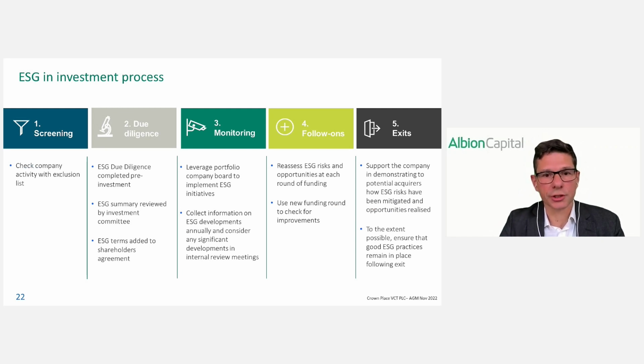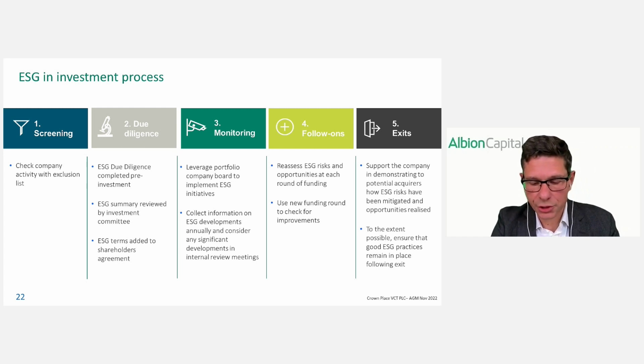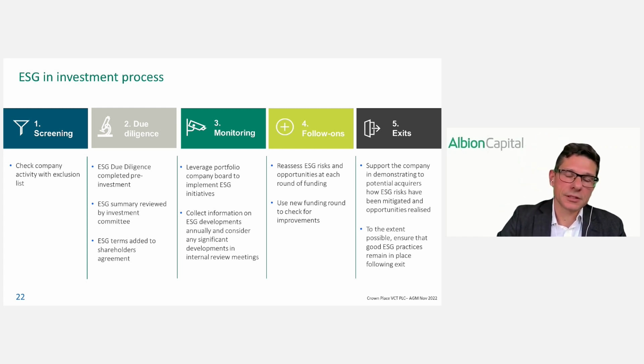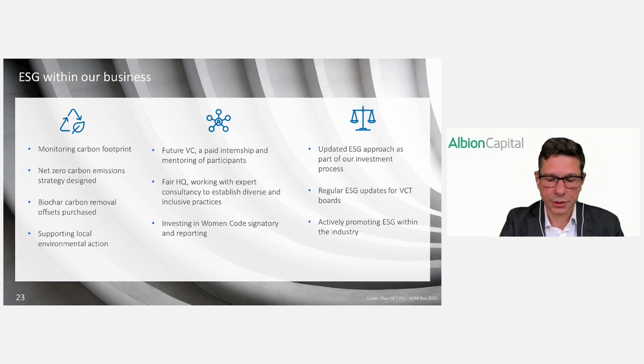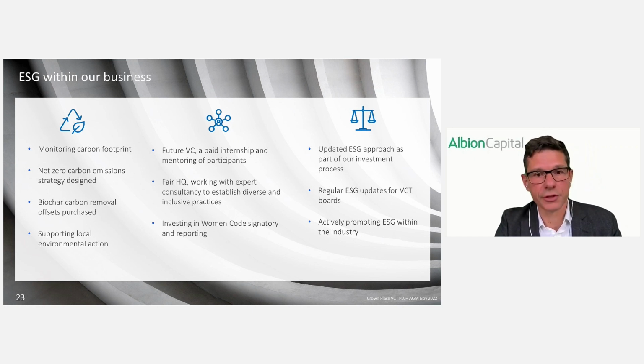As you can see on this chart, and I won't cover it in much detail, we use ESG considerations at every stage of our process, from screening the due diligence of companies prior to investment, and then work with them during the monitoring stage, where we have significant influence on these companies to ensure that they factor in ESG as part of their strategies and business plans. Next slide, please. Within Albion itself, we spend a lot of time and effort in making sure that our business is also at the forefront of the ESG thinking.